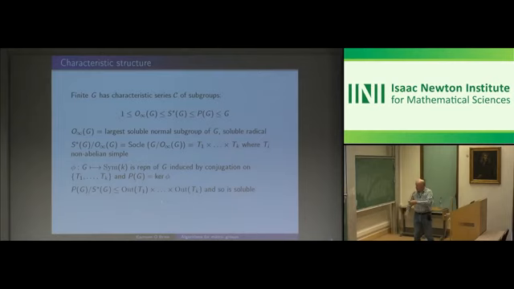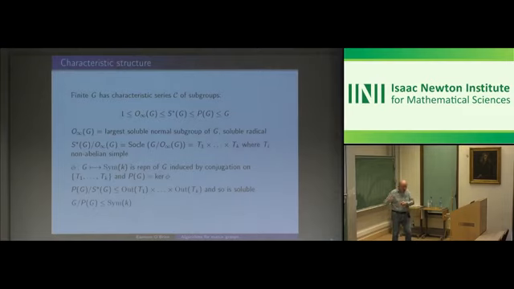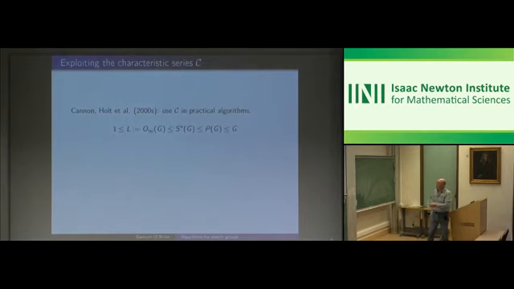Okay, and of course, using Schreier's conjecture and the classification, you get that P of G modulo S star of G sits inside the direct product of the outer automorphism groups. And so it's soluble itself. So that's the basic structure of the soluble radical model that you want to exploit. And where does the realization of the effectiveness of this come from? It comes mostly from work of Cannon and Holt from the late 1990s and into the first part of this decade, where they use C and its invariants in terms of practical algorithms. I'm using C as just the name for this characteristic series.